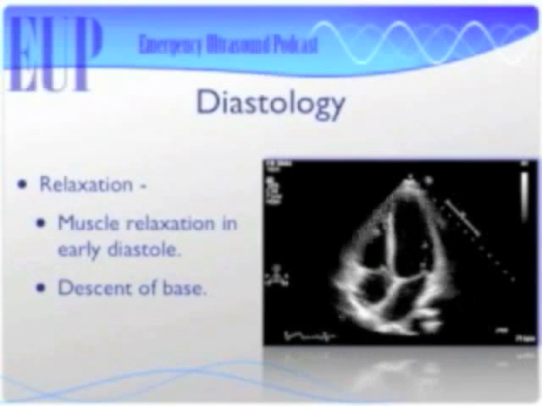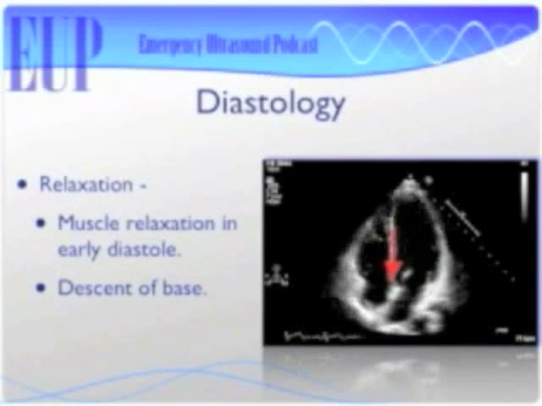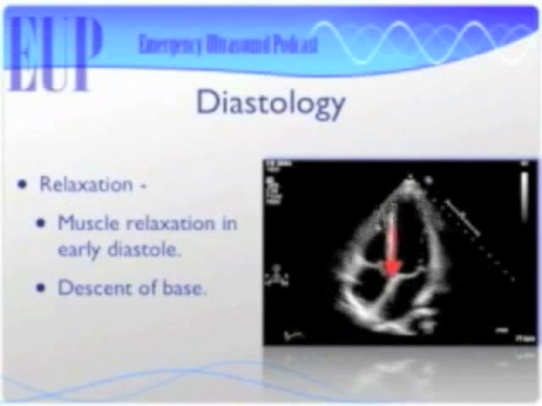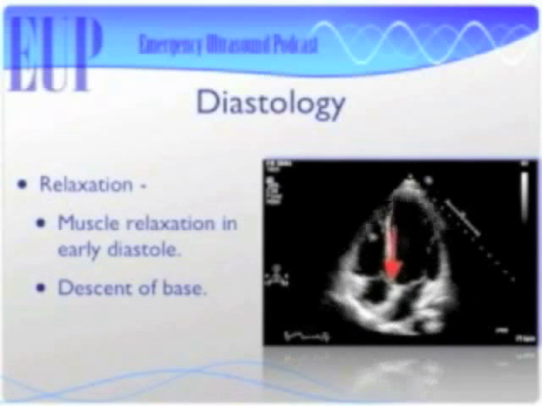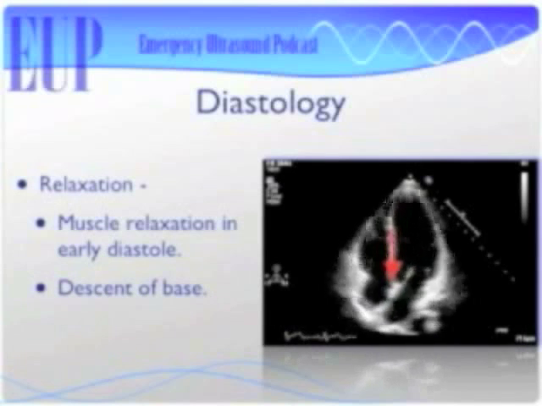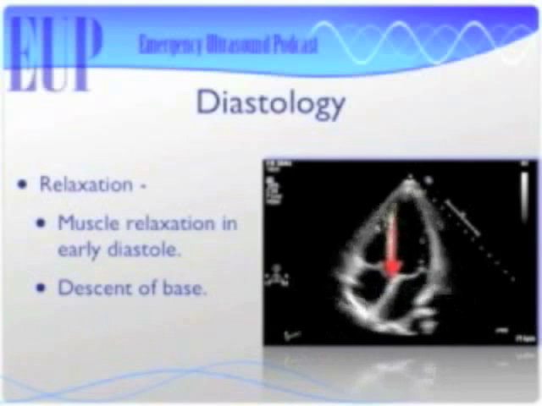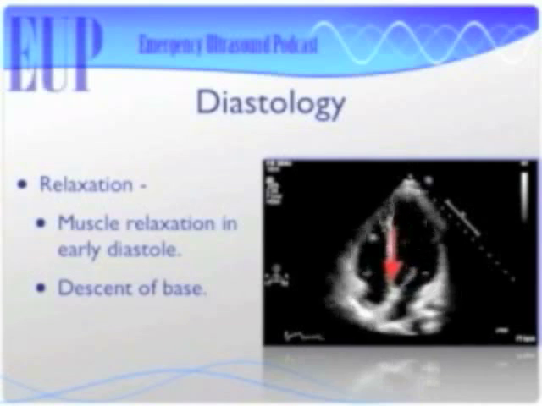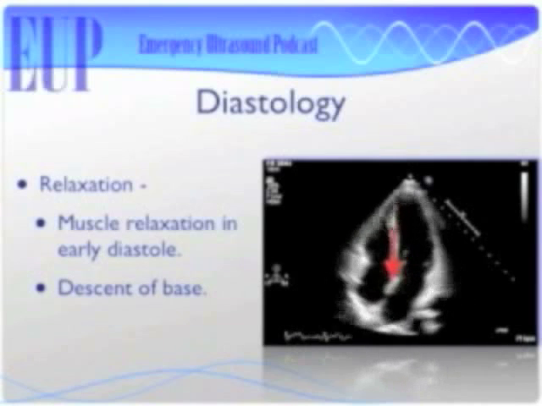So the base is this area where the valves insert into the septum, and that base right there tends to be moving really well during diastole. So as that LV is filling, there's a lot of descent of the base. That tells me good diastolic function.